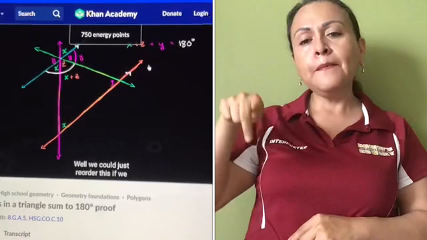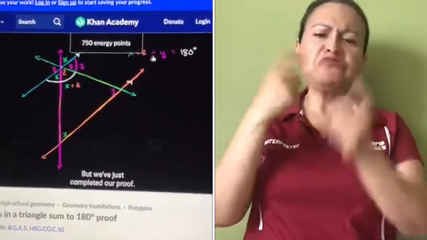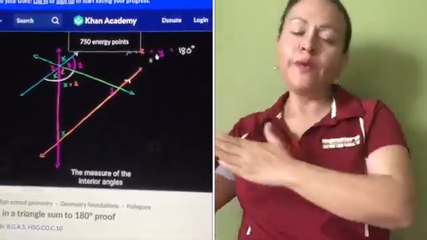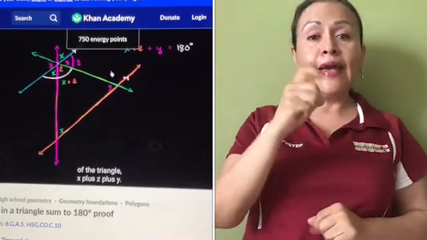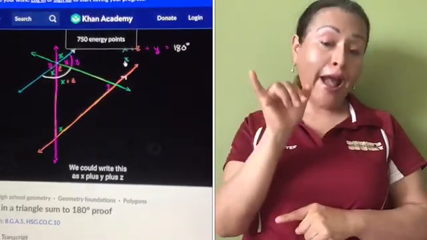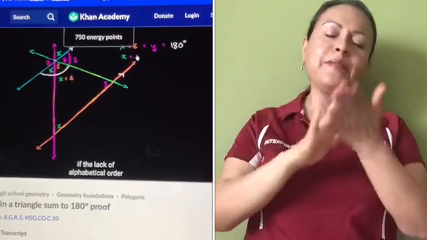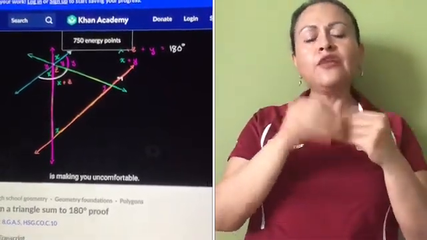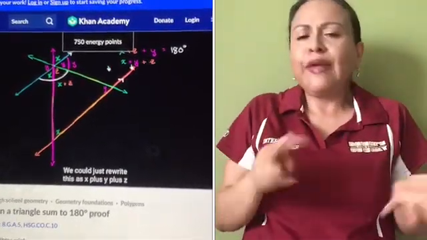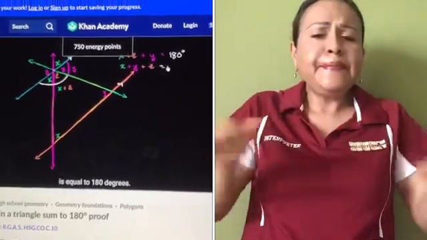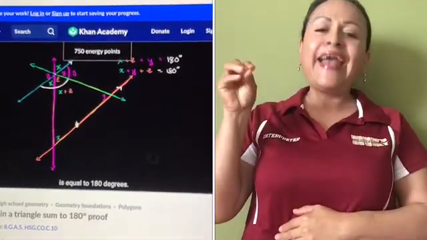Well, we could just reorder this if we want to put it in alphabetical order, but we've just completed our proof. The measure of the interior angles of the triangle, x plus z plus y, we could write as x plus y plus z. If the lack of alphabetical order is making you uncomfortable, we could just rewrite this as x plus y plus z is equal to 180 degrees. And we are done.